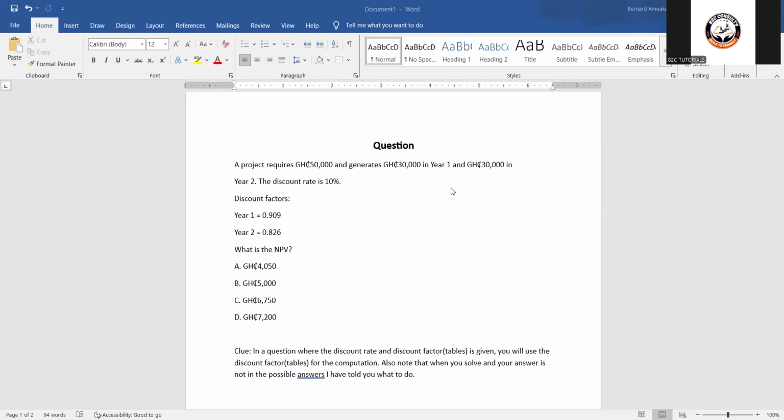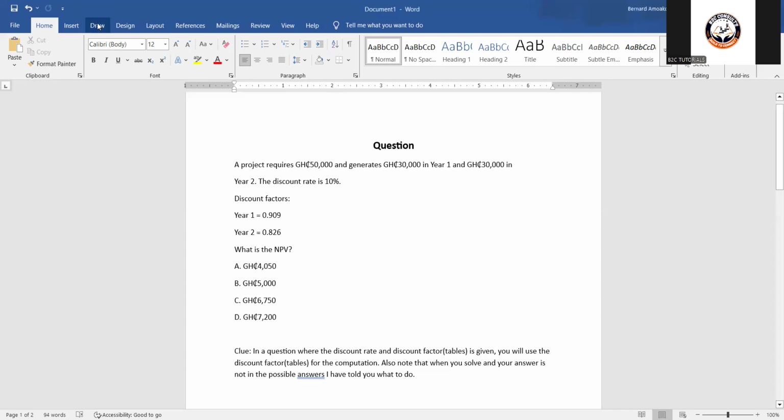The question reads: a project requires 50,000 Ghana cedis and generates 30,000 cedis in year 1 and 30,000 cedis in year 2. The discount rate is 10% and the discount factors are: year 1, 0.9009; year 2, 0.826. Then the question is, what is the NPV?